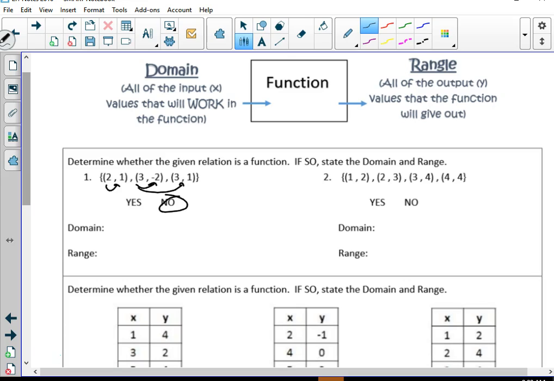Now, top of the page, talking about domain and range. Here's a quick way to remember it. X comes before Y. D comes before R. So domain is your X values. Range is your Y values.